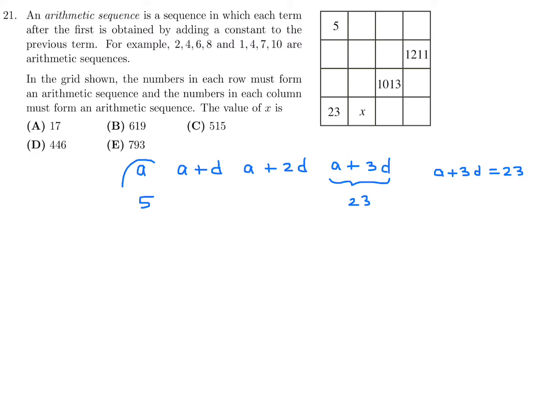But I also know that a is 5. So that means 5 plus 3d is 23, so 3d is 18, and therefore d is equal to 6. So I can figure out this one and this one. A plus d would be 5 plus 6, correct? So that's 11. Put that here. A plus 2d will be 5 plus 2 times 6, which is 12, so that's going to be 17. There we go. I just figured out that column.